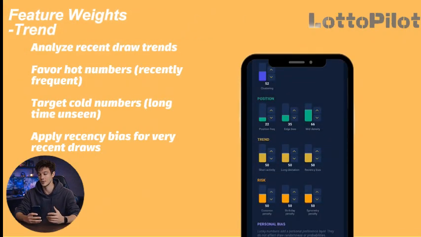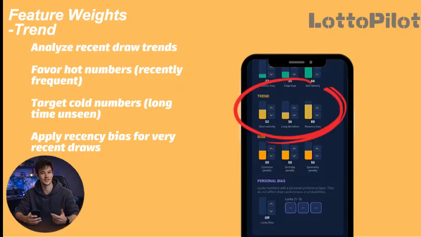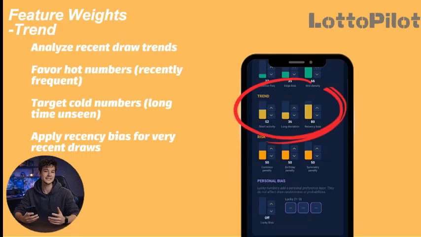The trend category focuses on recent draw behavior. Short activity favors numbers that have appeared frequently in recent draws, often called hot numbers. Long deviation focuses on cold numbers, which have not appeared for a long time. And recency bias increases the influence of numbers that were drawn very recently. Together, these settings allow the model to respond to short-term patterns in lottery history.